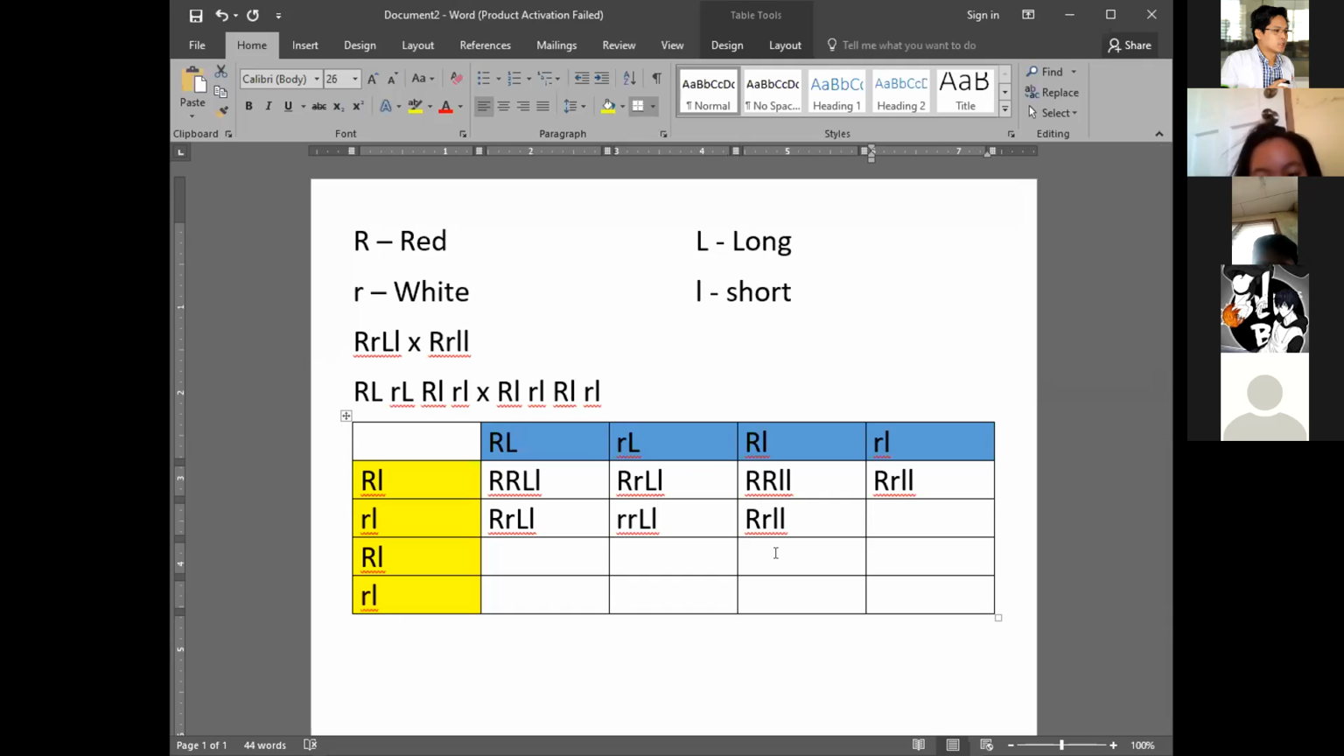We have two small letter r, then small letter l, small letter l. Okay, correct. So this is now considered as a white-eyed Drosophila with a short body. Okay. How about the next?